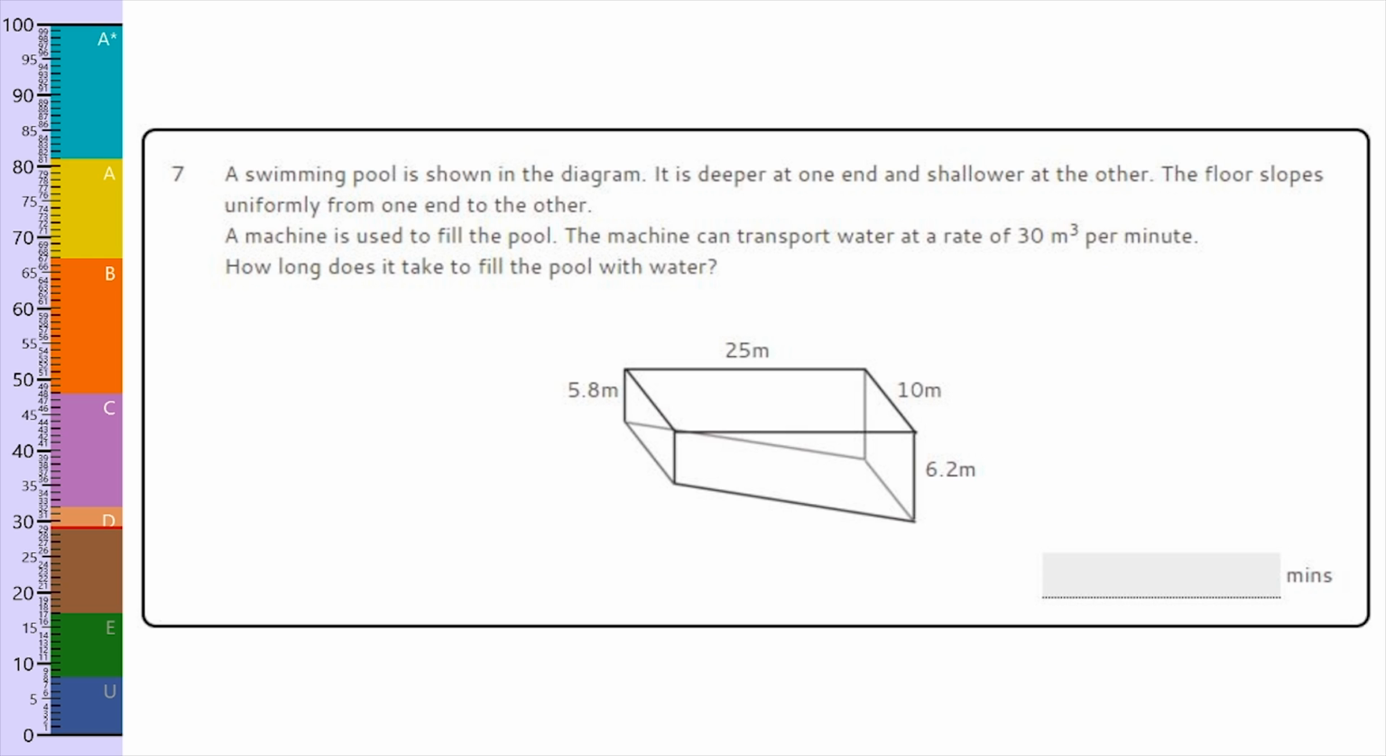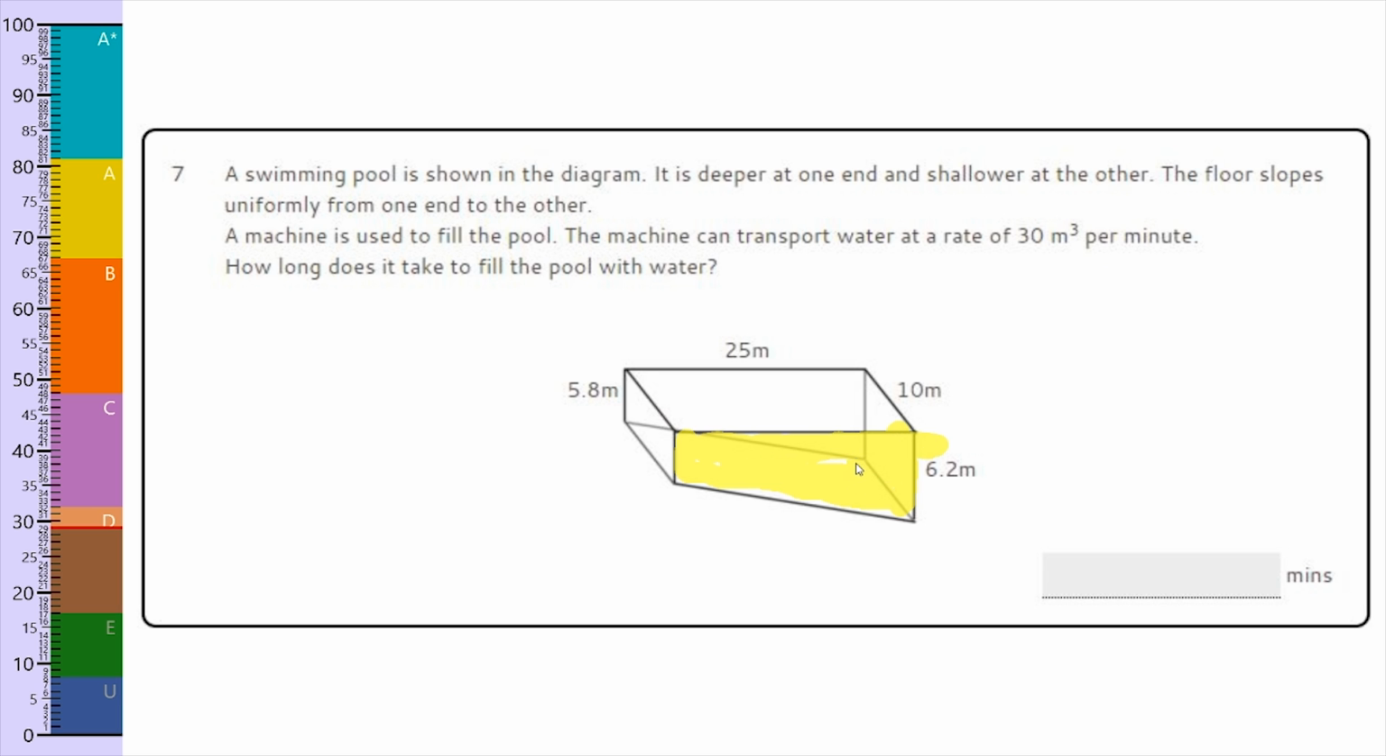Okay, so this is quite a complicated question. Looking at the diagram without rereading the question, I notice that yes, it looks quite complicated, but if I just focus on the cross section, which is this bit here, I notice that it is a shape that I do know how to work out the area of.